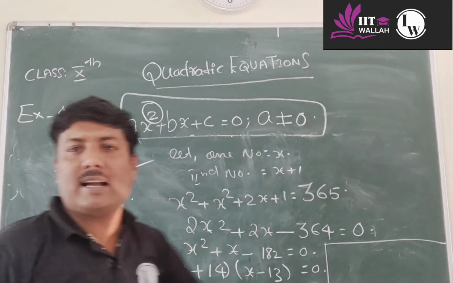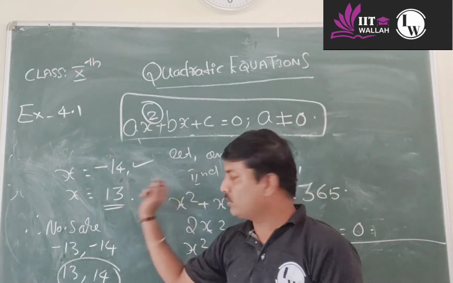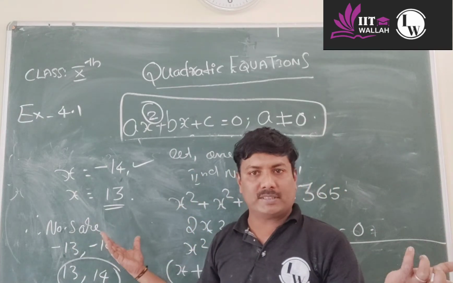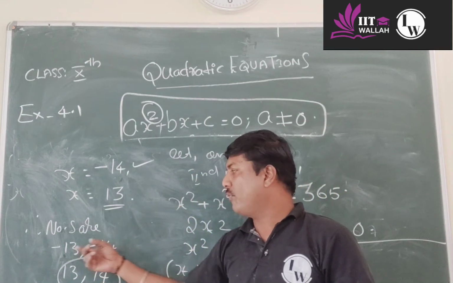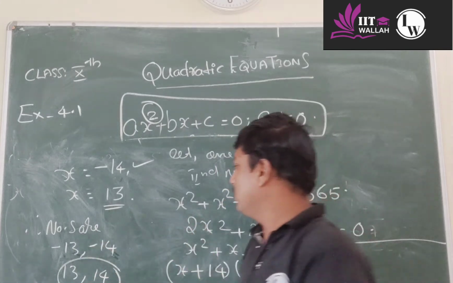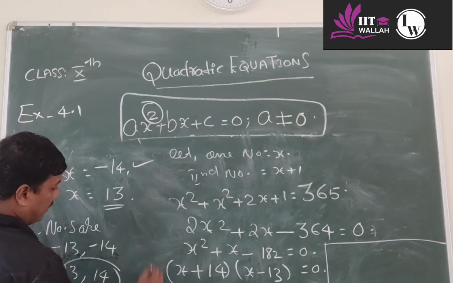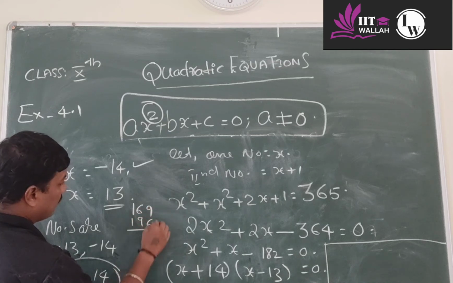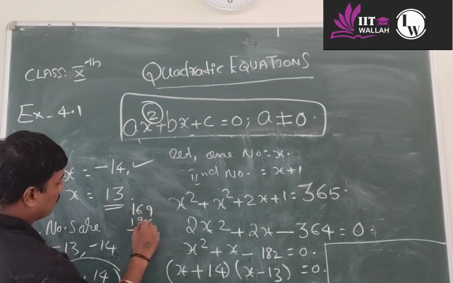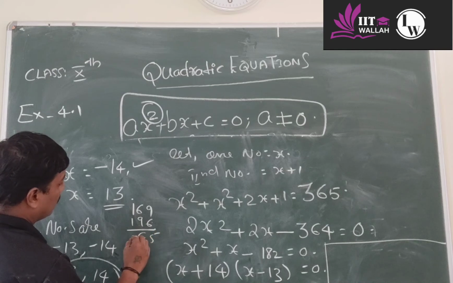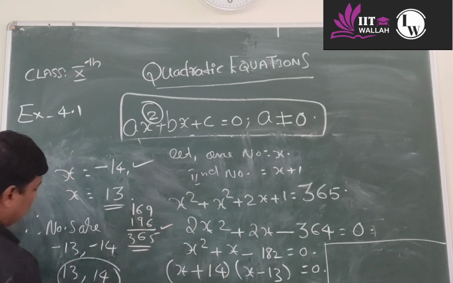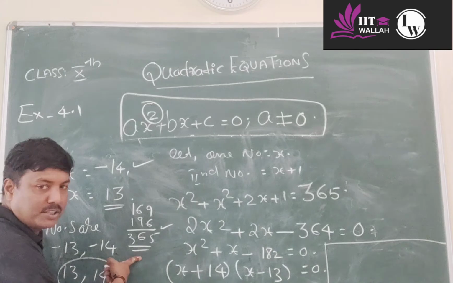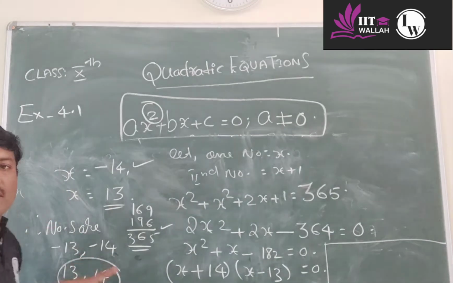Why are both of these coming? Because we are squaring, right? If you square the negative number, it will become positive. You find the square of this and add. The square of 13 is 169. Square of 14 is 196. You add this, it is 365. See? If you use this and this also, 365 is coming. So there are two sets of answers here.